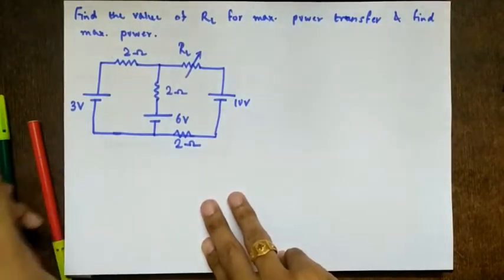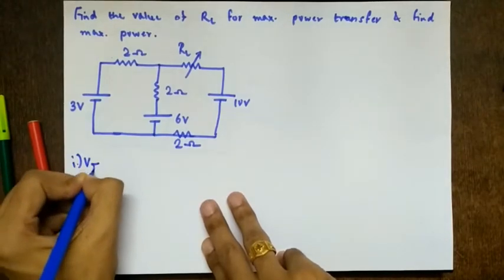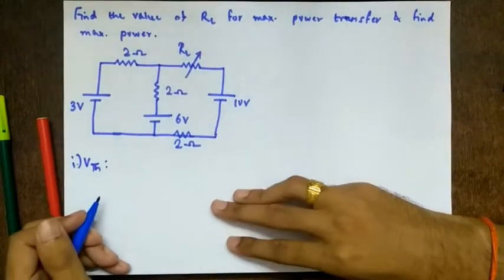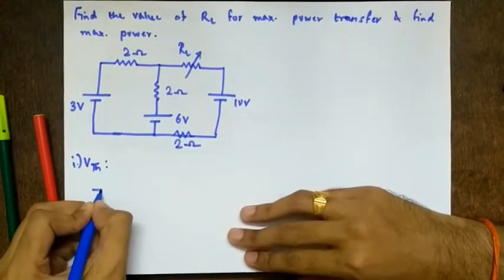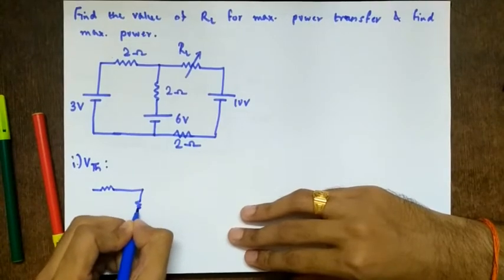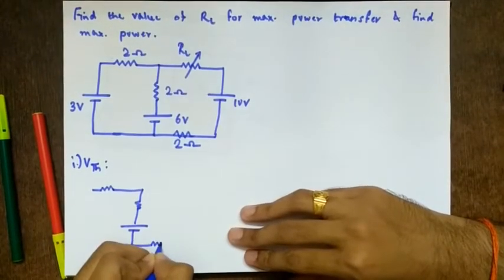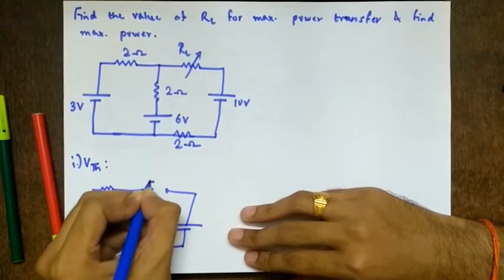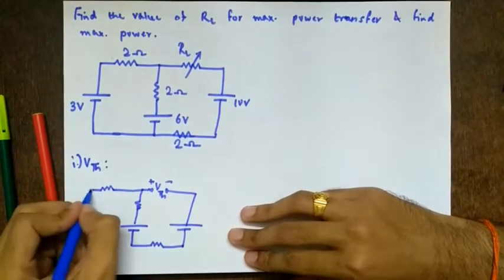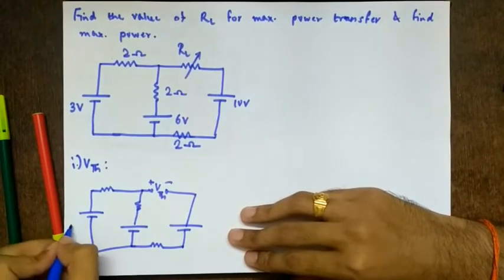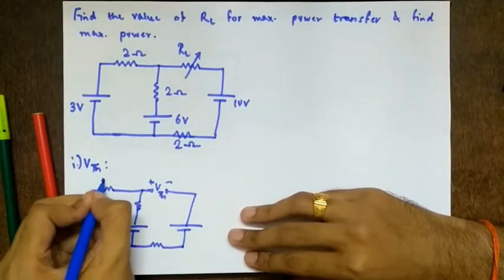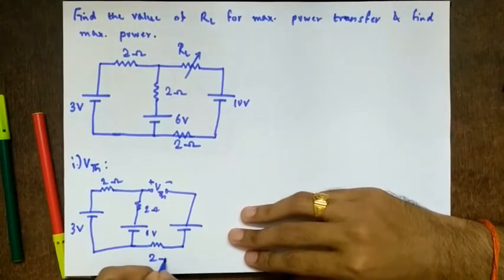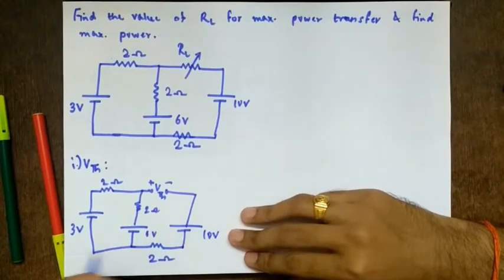So what is the first step? It is the calculation of VTH. So we remove the load, place an open circuit across it and find the open circuit voltage, which is called VTH. So let's redraw the diagram. So here we have plus minus VTH. This is 3 volts. This is 2 ohms, 2 ohms, 6 volts, 2 ohms, 10 volts.